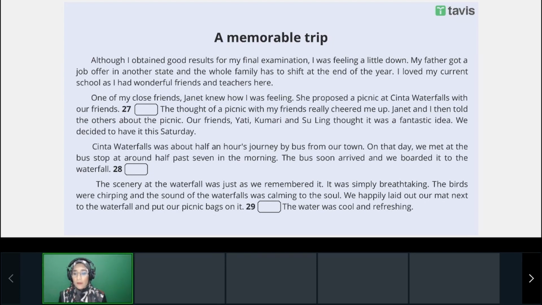If you do have, you can type O in the chat box. Type O in the chat box. The letter O in the chat box. If you have a memorable trip, just type O for me in the room chat.